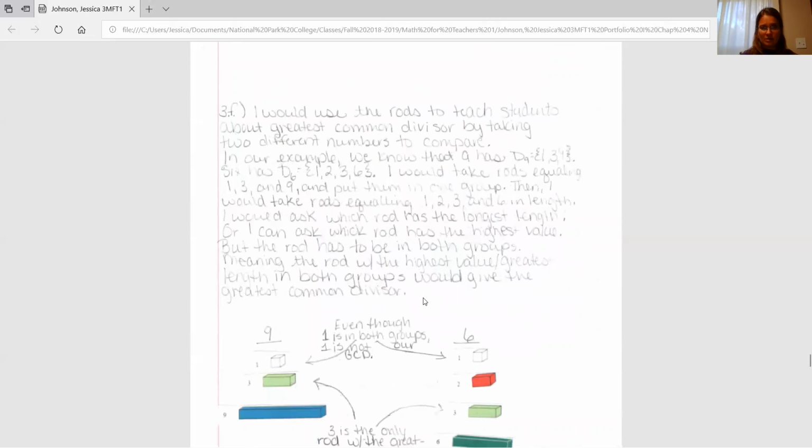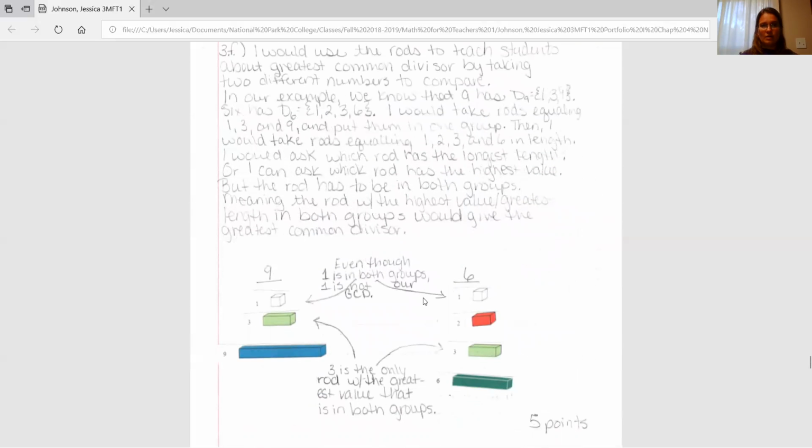And if I was teaching my students, since we already know the divisors of 9 and 6, I would form groups. I have a 9 group and a 6 group, and we would place the divisors in each group. And I would ask them which numbers are in both groups, and they would tell me 1 and 3. Then I would ask which one is the greatest common divisor of both. And I would help them realize that even though 1 is in both groups, it's not the rod with the most value. 3 is in both groups and is the rod with the most value.